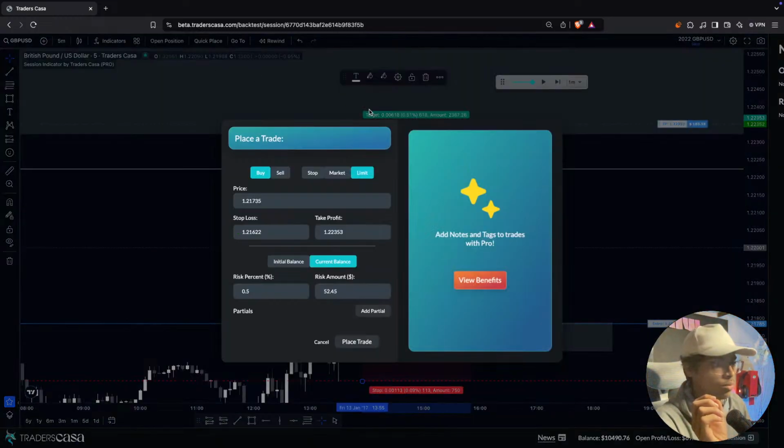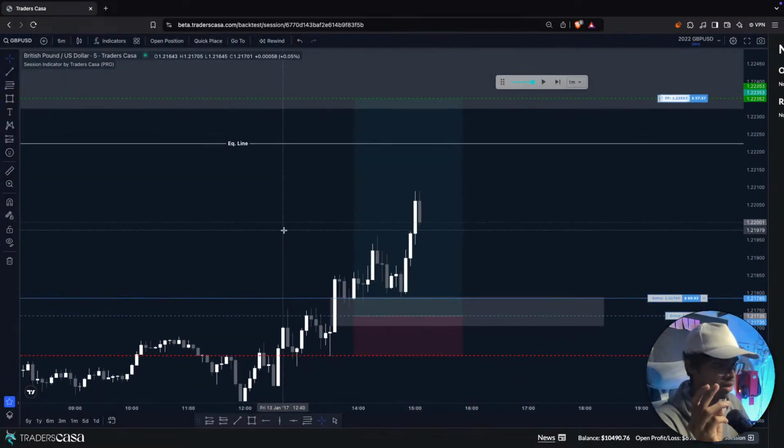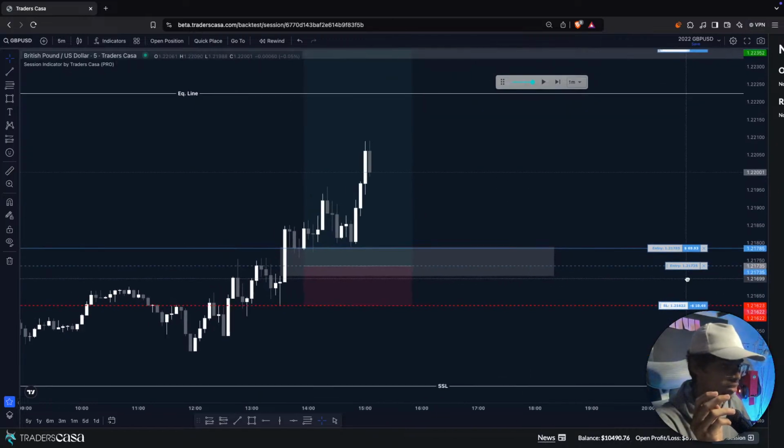Select this thing, open the position, and do I want to buy? Yes. Limit? Yes. Current balance? Yes. Risk is not 0.5, it is 0.10. Okay, so 10.49. Let me just place the trade. Okay, so I'll take some entry there. Okay, it's an entry.